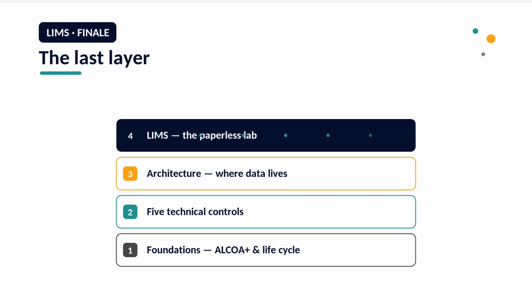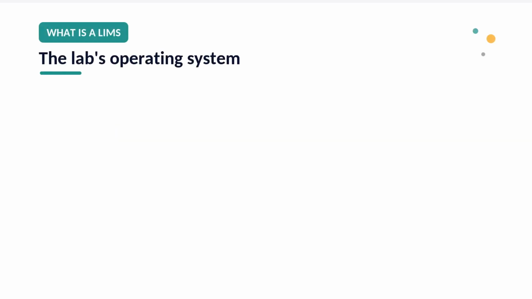In this final part, we'll see what a LIMS actually is, how it completes an integrity by design lab, and why it's the natural next step once your architecture is right. A LIMS, a Laboratory Information Management System, is the operating system of your lab.